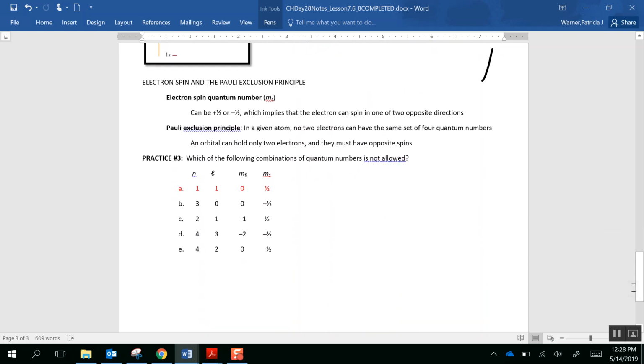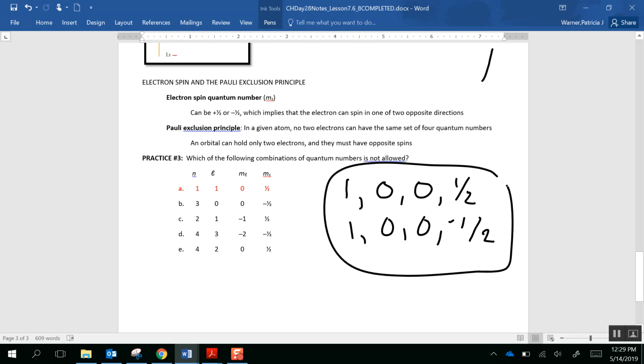And then the last quantum number is m sub s, and m sub s deals with the Pauli exclusion principle because it says in a given atom, no 2 electrons can have the exact same set of 4 quantum numbers. And so since an orbital can hold 2 electrons, then they must have opposite spins. So for example, if I have an electron where n equals 1, that means L has to equal 0. That means m sub L has to equal 0. Then I have to have, because that orbital can hold 2 electrons, those are my 2 possible electron addresses.